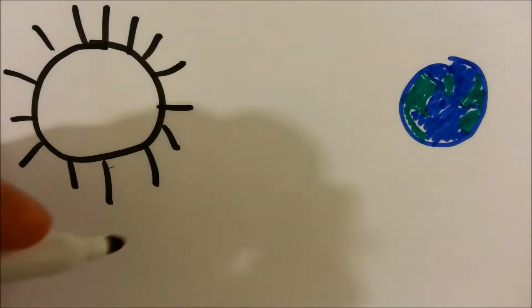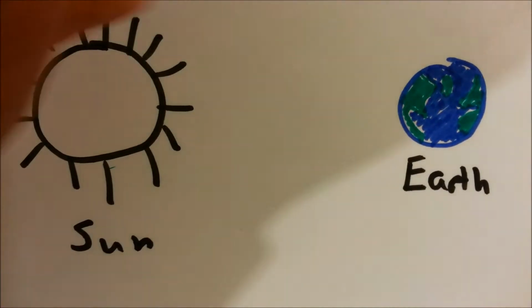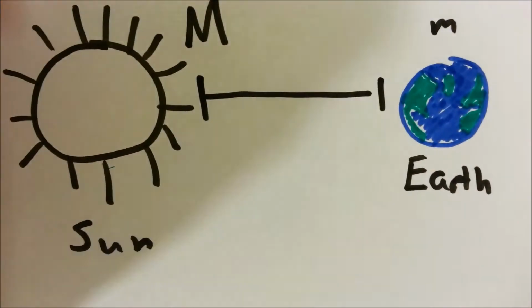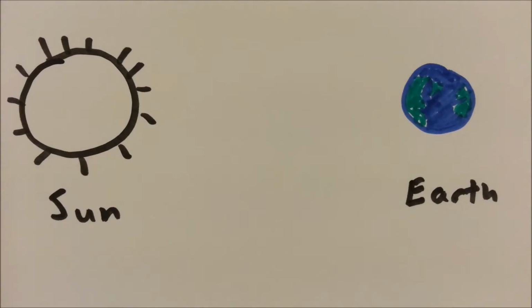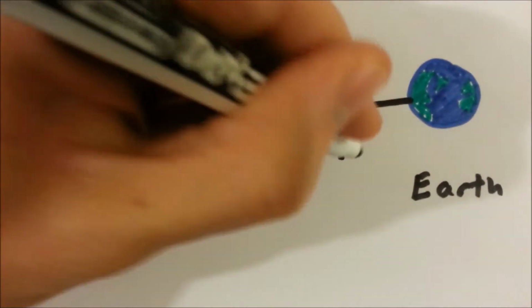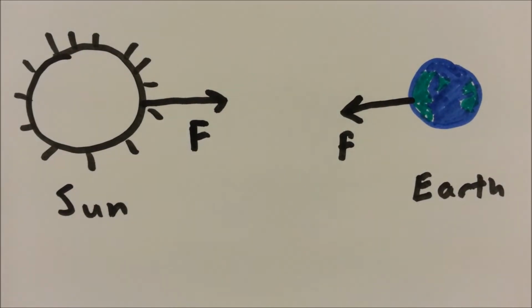So here we have the Earth and the Sun. They each have their own mass and the distance between them, we'll call r. We know from Newton's laws that forces come in equal and opposite pairs. So the force of gravity the Earth feels from the Sun, the Sun also feels from the Earth.